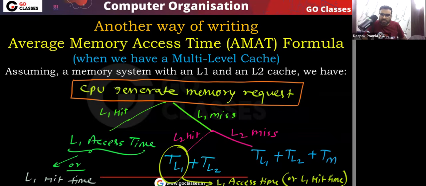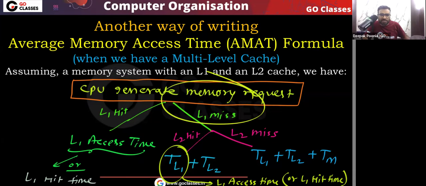Very simple. When the CPU generates a memory request, we will always go to the L1 cache first. We will check in the L1 cache whether there is a hit or a miss. Now, there are two possibilities: an L1 hit or an L1 miss. If there is an L1 hit, then the total access time seen by the CPU is the same as L1 access time, or I can say L1 hit time.